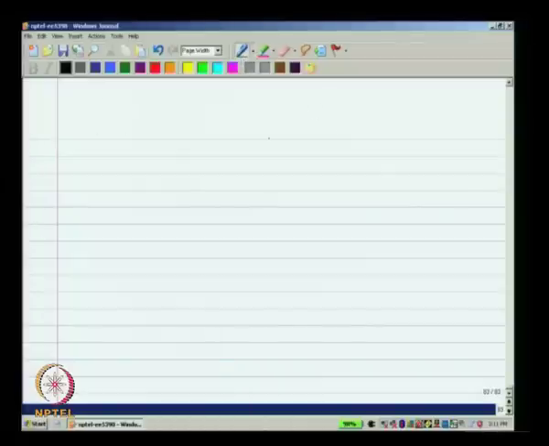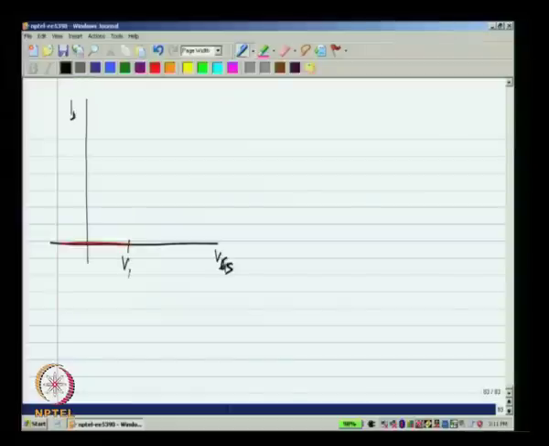Now, graphically what does this look like? We can plot ID versus VGS for a constant VDS. So, this model says that the current is 0 up to a voltage called the threshold voltage, and after that it increases as a parabola.